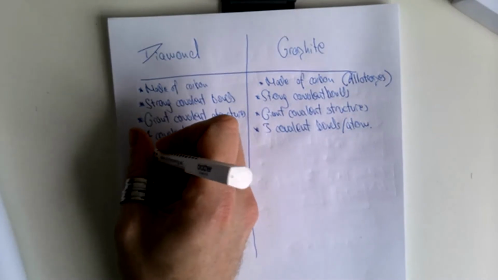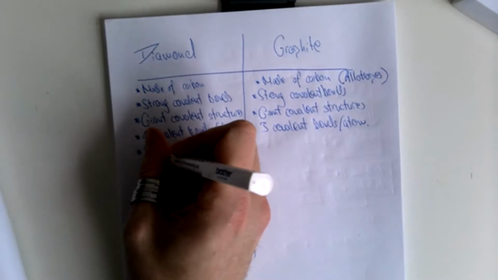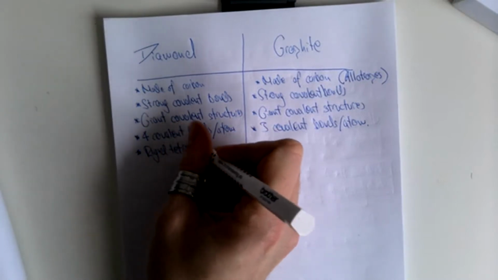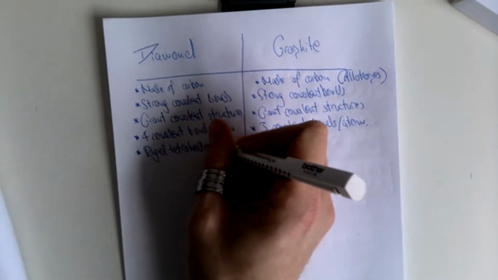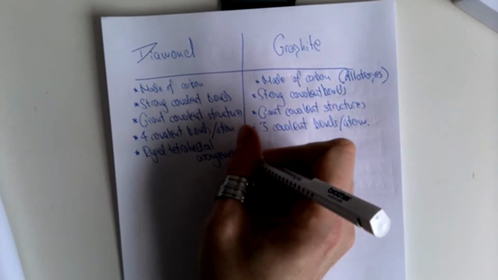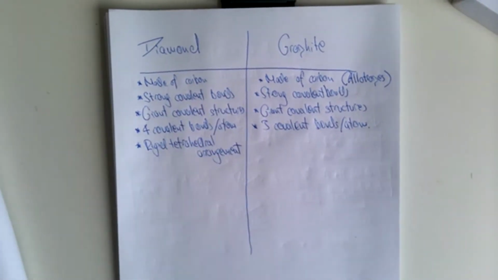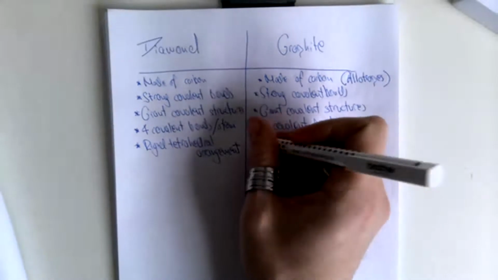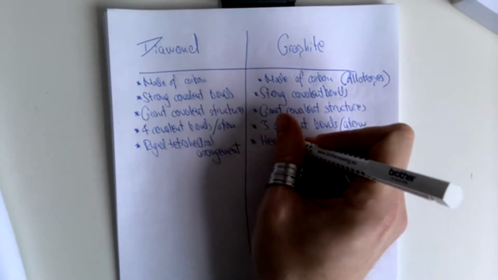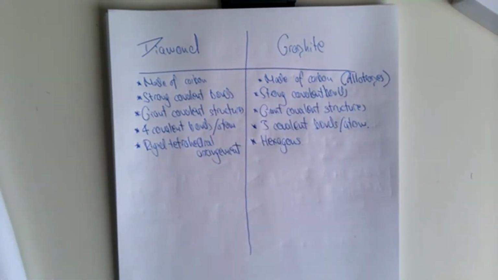So diamond, these carbon atoms covalently bond together to form a rigid tetrahedral arrangement. So in our previous videos, you will have seen the diagram of the structural arrangement of carbon atoms, and that structure is what we describe as a rigid tetrahedral arrangement. Whereas graphite forms lots of bonded hexagon shapes.